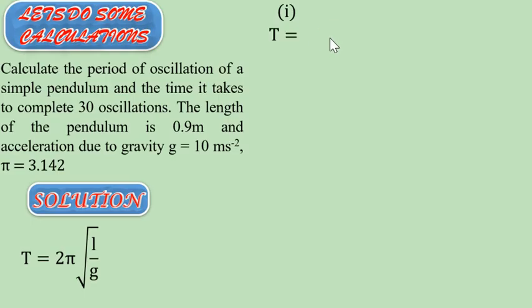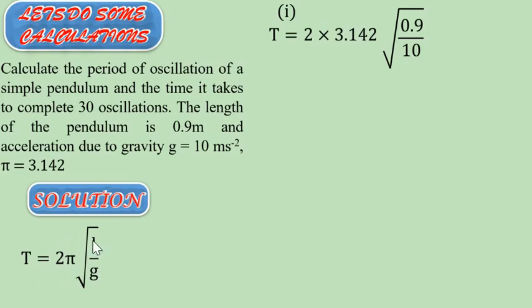Then, having quoted the formula and explained the symbols, we go ahead to say T would be equal to 2 pi. This is the value of pi given in the question. Please always use the value of pi given. Don't say, I know that pi is 22/7, and go ahead to use 22/7. It's not allowed. Then we go to the square root. The length is given as 0.9 meters, so we write that here, 0.9 meters divided by the gravity given, which is 10.